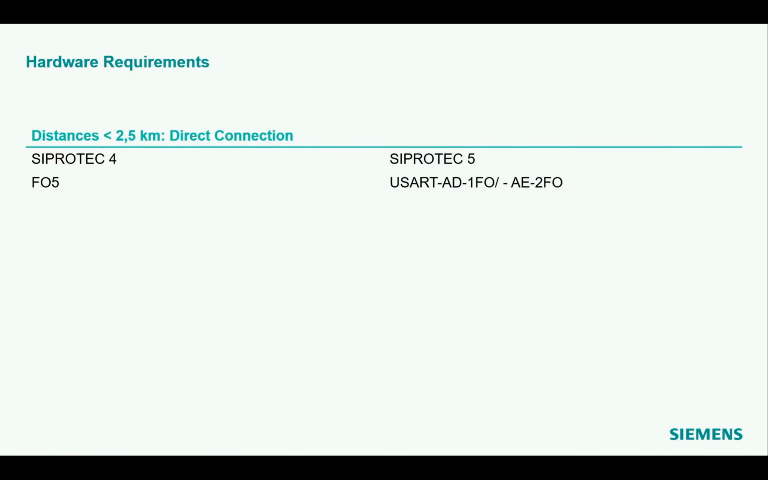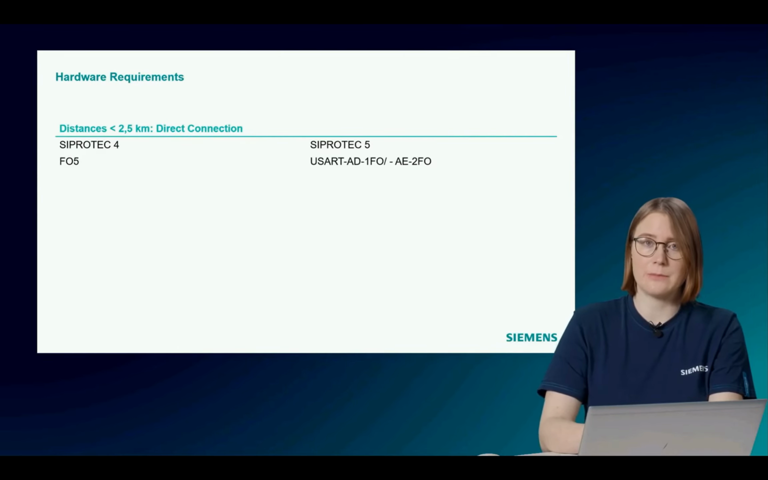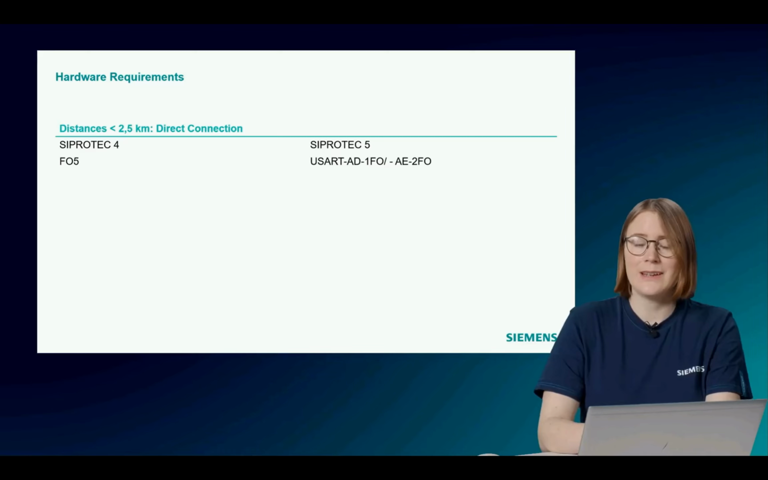With this slide, I want to summarize the hardware requirements for the different distances. For a short distance, smaller than 2.5 kilometers, a direct connection is possible. On the SIPROTEC 4 side, you need a FO5 module. On the SIPROTEC 5 side, a USART81 or AE2 FO module.